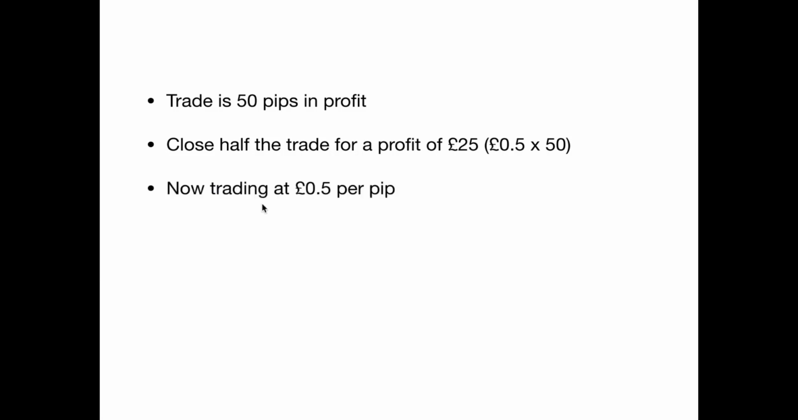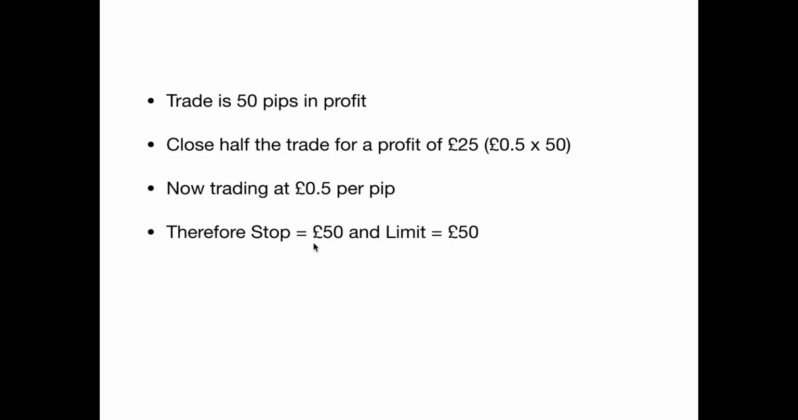So initially, if our trade is 50 pips in profit, so this is at £1 a point, we can close half of that trade. So that would give us a profit of £25. So 50p times 50. That means we're now trading at 50p per point rather than our initial £1 per point.